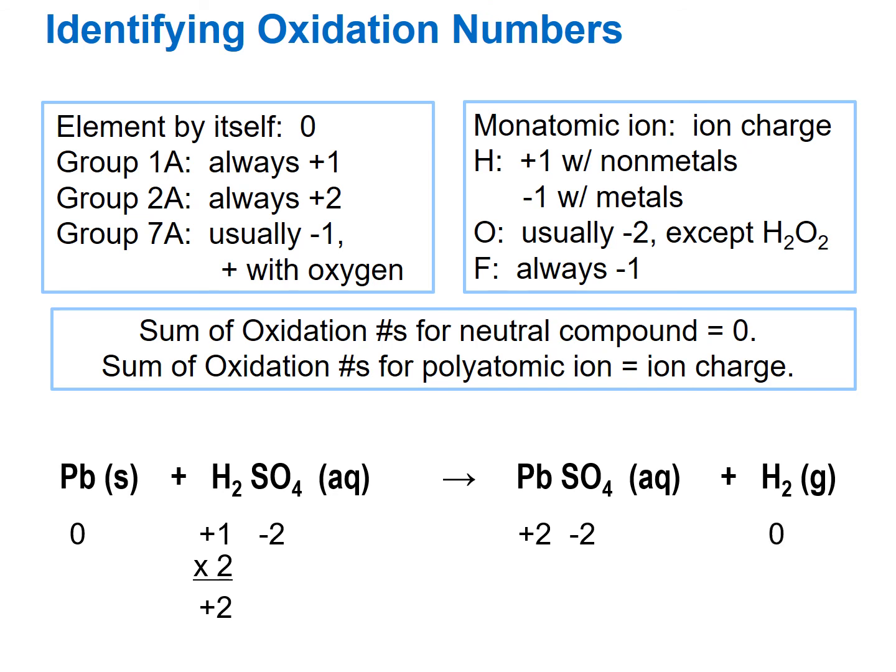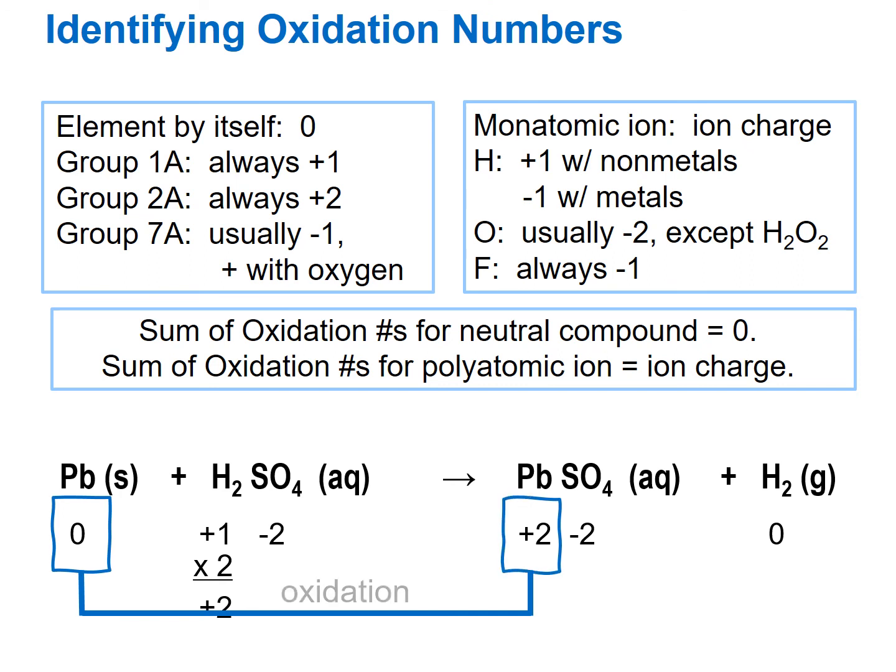All right. So now that we've assigned oxidation numbers, can we determine who has been oxidized and who has been reduced? Of course we can. We can look and see what's happening. Who has changed? Well, the first thing we can see is that good old lead has undergone some sort of transformation. It went from a 0 to a positive 2. That means that it went through oxidation. It is the reducing agent.